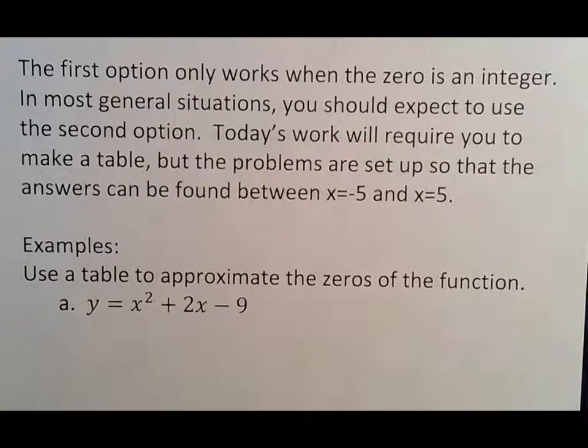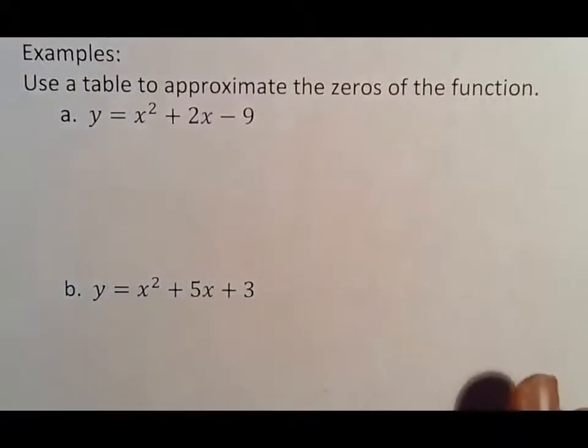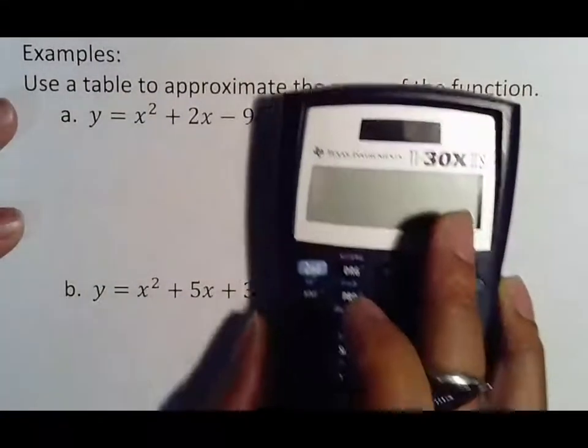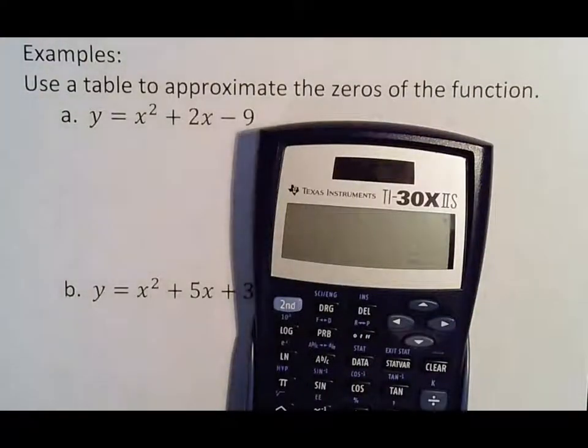Today's work will require you to make a table, but the problems are set up so that the answers can be found between negative 5 and 5, which means that when you go to check, don't go checking x equals negative 15, 14, 13, 12, and so on. Nope. All I need you to do is show me that you understand the concept of finding a zero using a table. And so all I need you to do is literally find the zero by using your calculator.